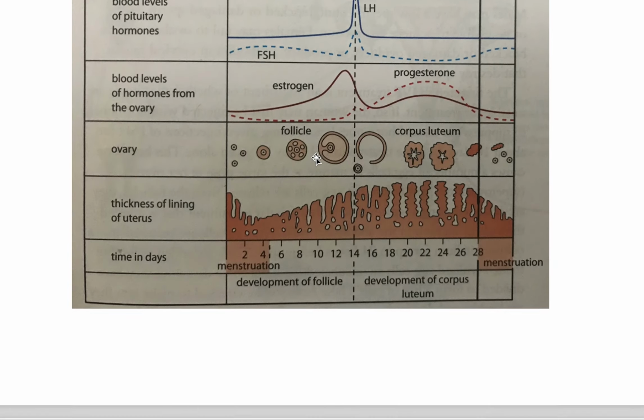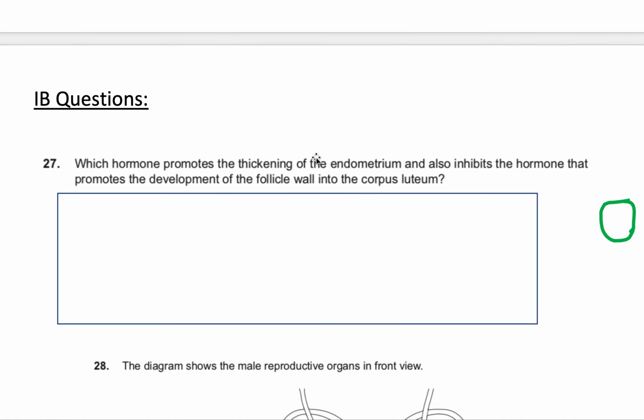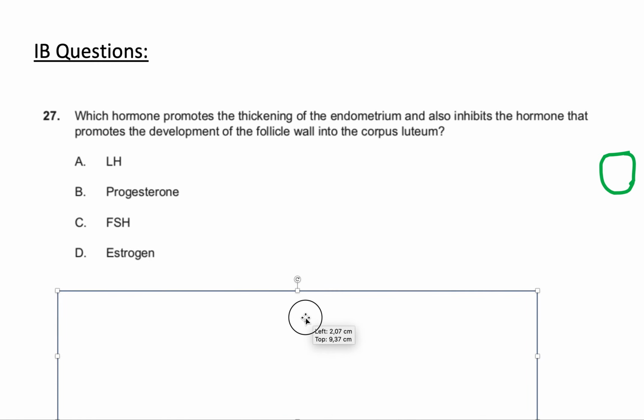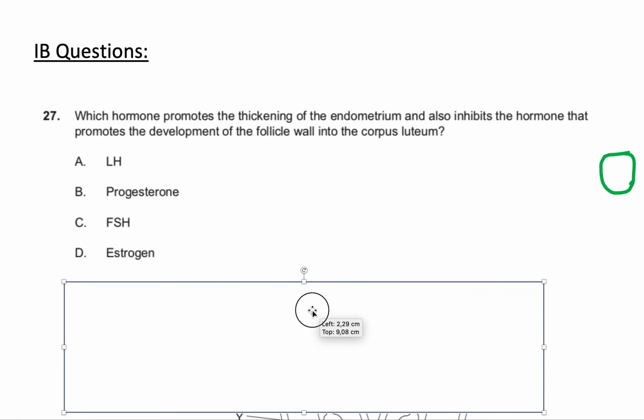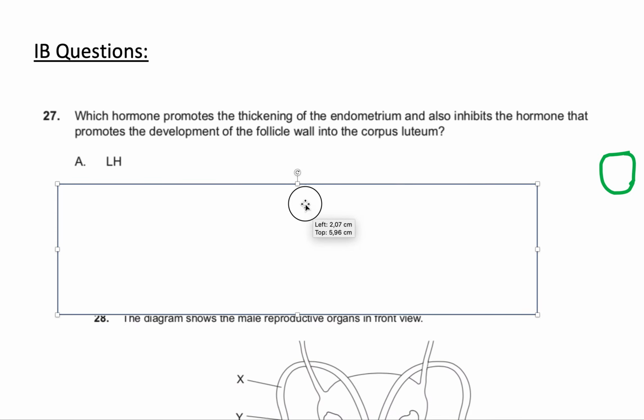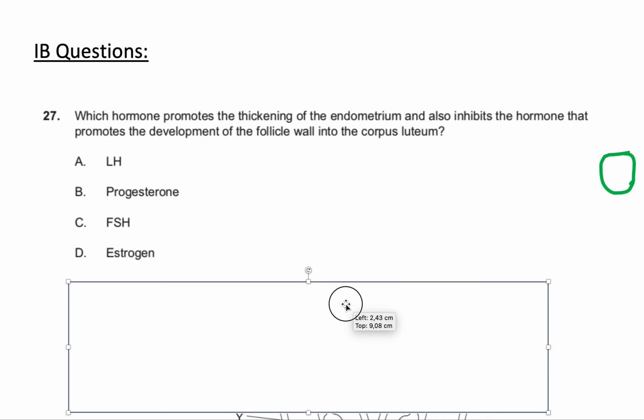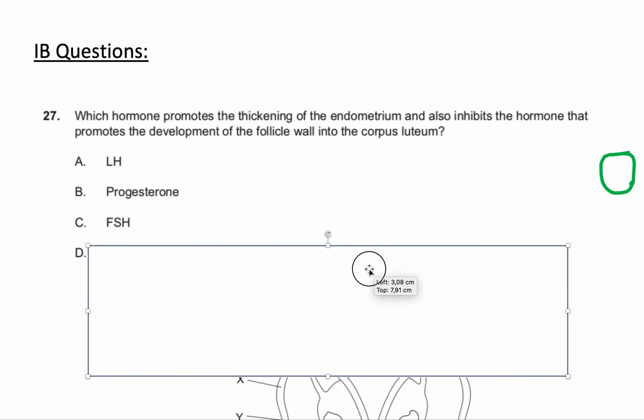So first off, let's check out the first question. This is a multiple choice question, so give it a go. I'll open it up. Right now, just take a pause and try it out for yourself. Which hormone promotes the thickening of the endometrium and also inhibits the hormone that promotes the development of the follicle, stimulating the follicle wall in the corpus luteum? As you can see, this is a multiple choice question, and it's a genuine question from the IB.